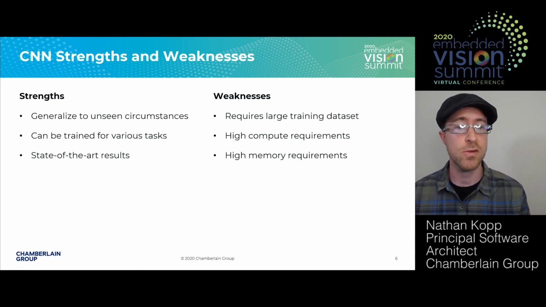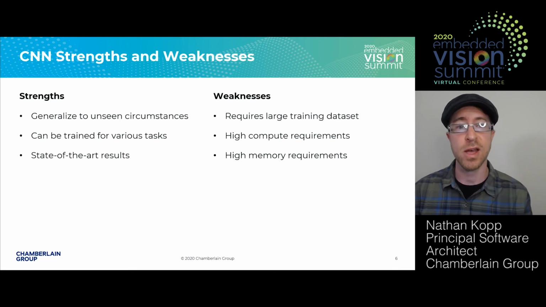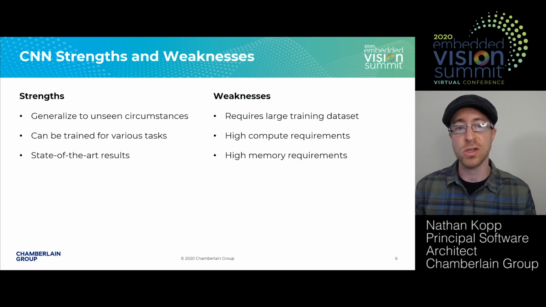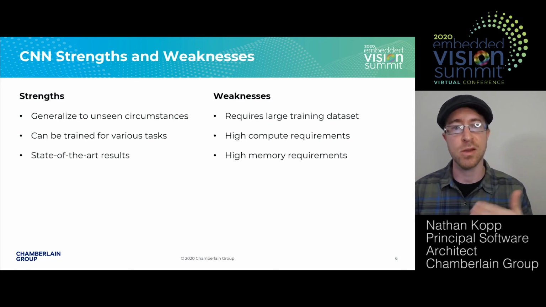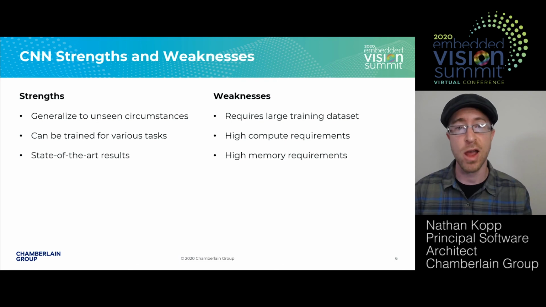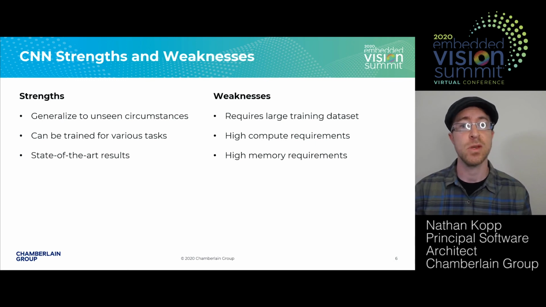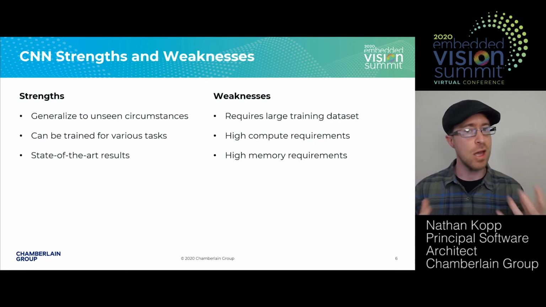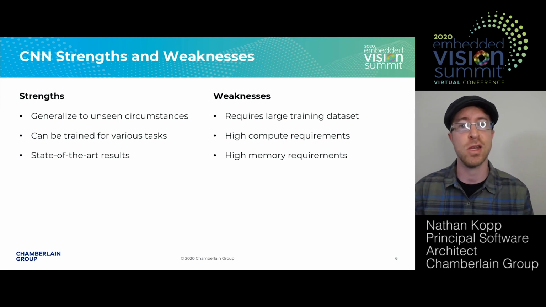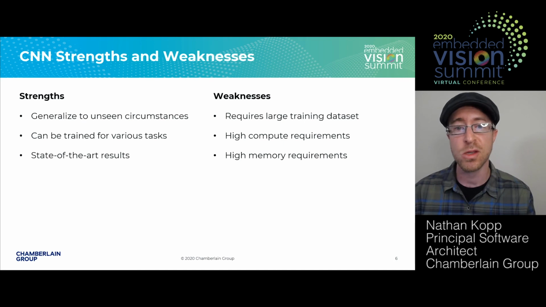Also, CNNs can be trained for a variety of tasks. You can use it for scene classification, for object detection and localization, semantic segmentation, pose estimation, and plenty more. Plus, in a lot of these problems, CNNs give state-of-the-art results. They give higher accuracy than the majority of other algorithms, especially in generalized scenarios. But CNNs also have their weaknesses. In order to get all this generalization, you really need a large training data set. Also, CNNs are known for having high compute requirements and using a lot of memory. Granted, they're better than some other neural networks, but they still have pretty high memory requirements to store the weights.